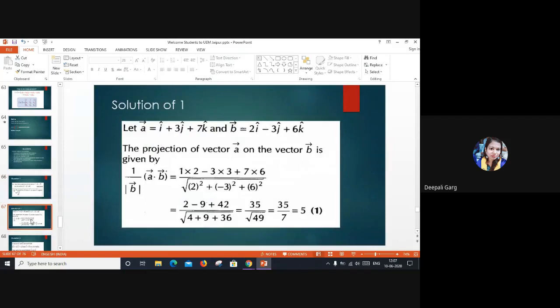This is the solution. Those who want to see the solution, the projection of A on B is given by A B dot product divided by B magnitude. So A B dot product is 1 into 2 plus 3 into minus 3 plus 7 into 6. 7 into 6 is 42. 3 into minus 3 is minus 9. 1 into 2 is 2. So 2 minus 9 plus 42, which is 44 minus 9, which is 35. And magnitude is 7. So 35 by 7 is 5. So question number 2 is this.